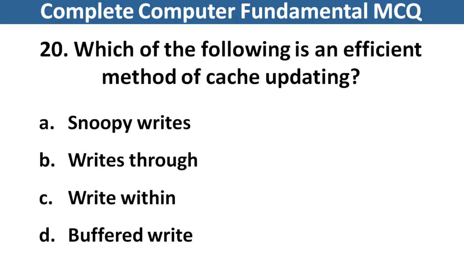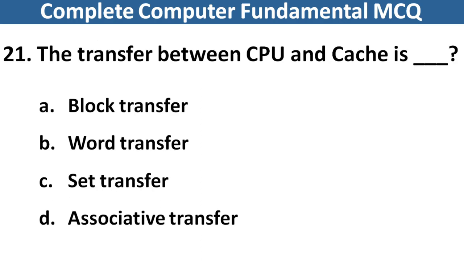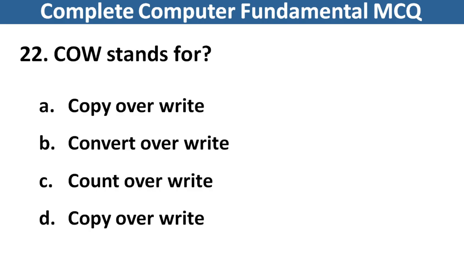Next question, which of the following is an efficient method of cache updating? Right answer is option A. Next question, the transfer between CPU and cache is dash dash. Right answer is option B, word transfer. Next question, COW stands for? Right answer is option D, copy over write.